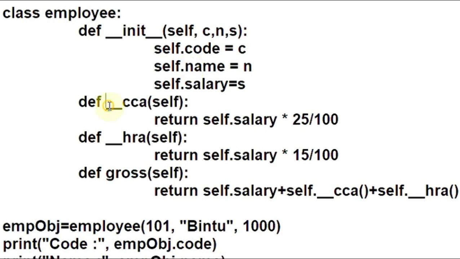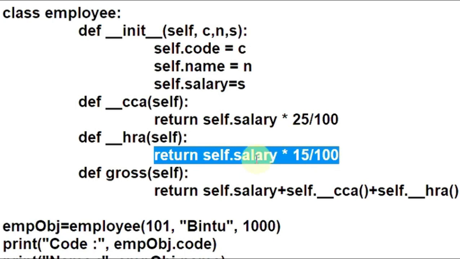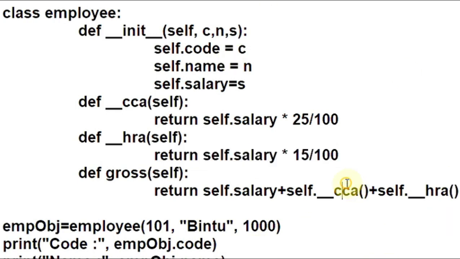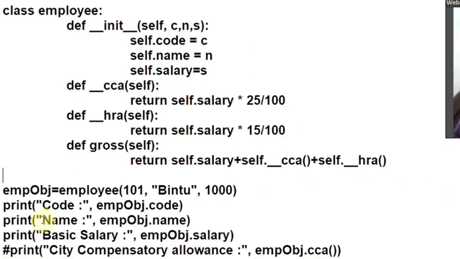Now see, this is the private method CCA. It is computing CCA as 25% of the basic salary. This HRA is also a private method which is computing HRA as 15% of the basic salary. Because this gross method is within the employee class only, it can access these 2 private methods. So it is calculating the gross salary as the basic salary and the sum of CCA and HRA. Okay. After initializing of these 3 parameters, code, name and salary, control will come over here. Displaying code, name and salary, no problem, because these are public attributes, they can be accessed.